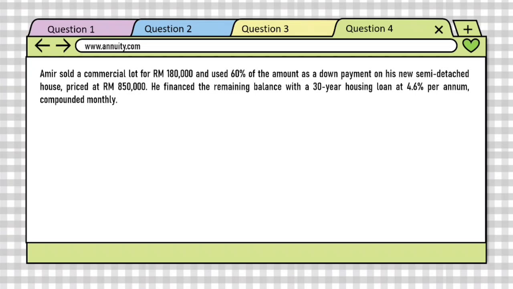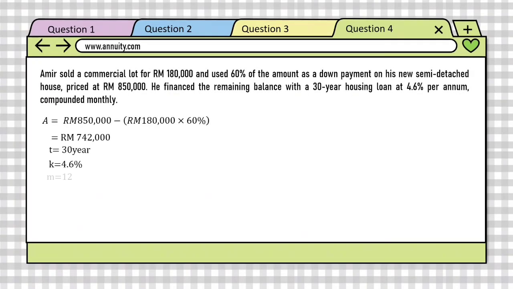So the first thing is, we need to list down all the information from the question given. From the question, we know that Amir has RM 180,000 and used 60% of the amount as a down payment. To know the amount of A, we need to divide RM 180,000 by 60%. After that, we need to subtract the amount that we divided just now from RM 850,000. Then we will get the answer for A. After that, we need to list down all the information for the rest.